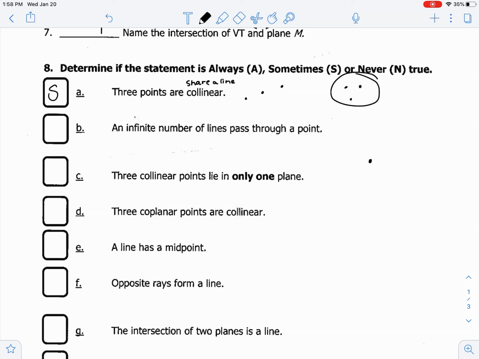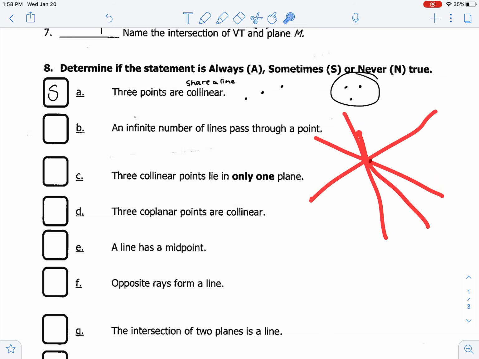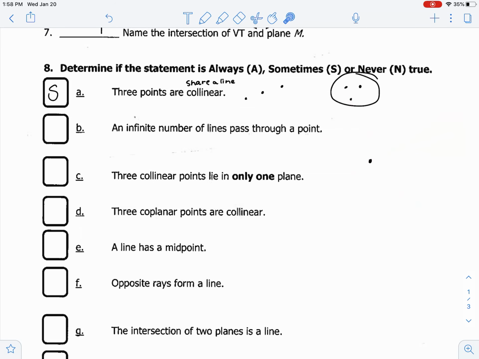If I have 1 point, it says an infinite number of lines pass through the point. Well, this line passes through this point, this line, this line, this line, and I'm just doing this on a two-dimensional surface. You could see that I could keep going. An infinite number of paths will pass through that point. So this one is always.